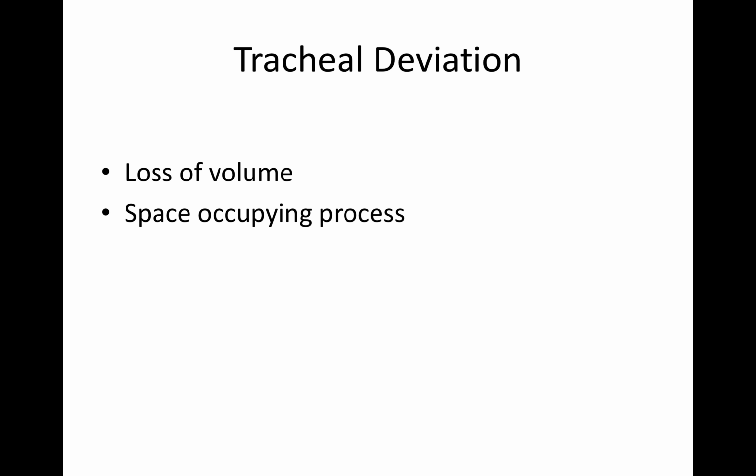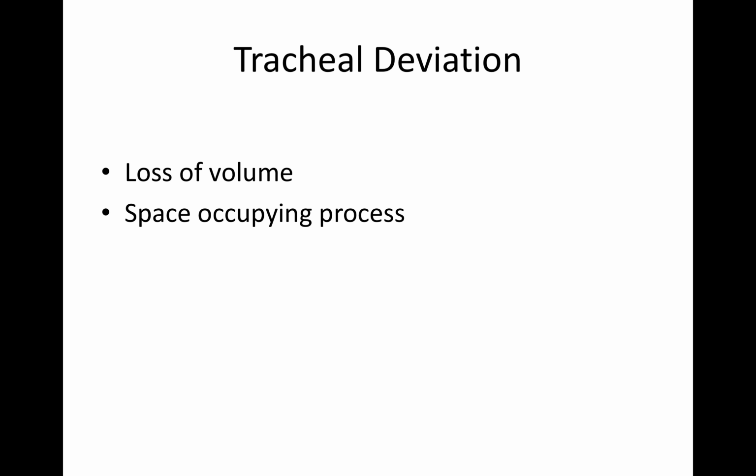Okay, so what types of things cause tracheal deviation? Number one, a loss of volume. So if you have a pneumonia and you have lobar collapse, if you have atelectasis, if you have a major pneumothorax, right? Any of those things will cause loss of volume on the side that's affected. That will cause the trachea to deviate towards that side.